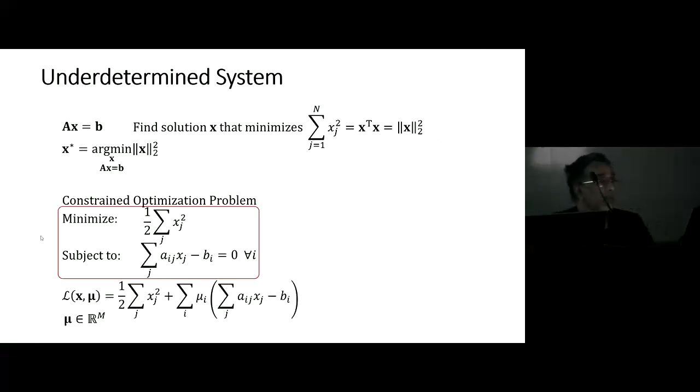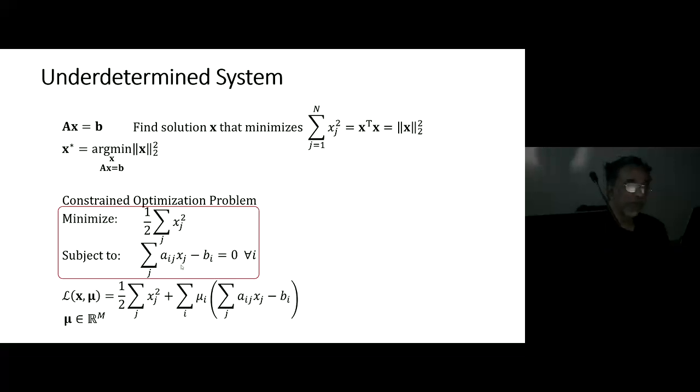So this is what we want to minimize. In terms of scalars, I'll just arbitrarily put a half here. We want to minimize half of the summation of xj squared, subject to, for each row i, the summation over j of a_ij xj minus bi equals 0. This is the symbol for all. So for all rows i, this equality must be satisfied.